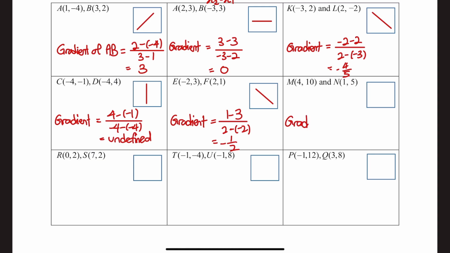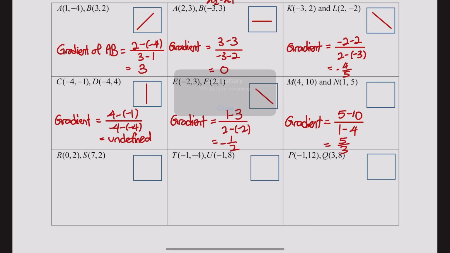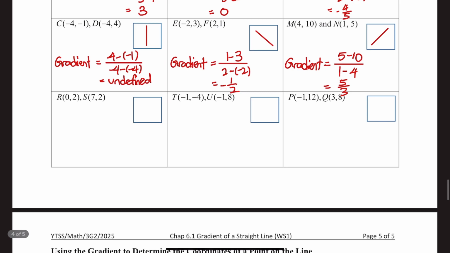Next one, gradient y2 minus y1, 5 minus 10 over 1 minus 4. I should get -5 divided by -3, so I'll get 5 over 3. Positive gradient, upward sloping graph. Okay, this is for this part here. RS gradient simply equals 2 minus 2 over 7 minus 0. I should get 0. A gradient of 0 means that this is a horizontal line.